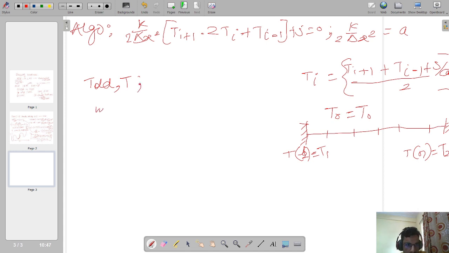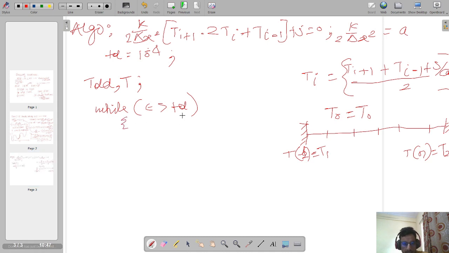What our algorithm says is, we use a while loop and say, till the error between two successive iterations is greater than tolerance. We have to solve till the error between two successive iterations is less than tolerance, so that we can achieve the steady state solution. Let's define tolerance here as, let's say, 10 to the power minus 4. So we say till the error between two successive iterations, that is epsilon, is greater than tolerance, keep doing this.